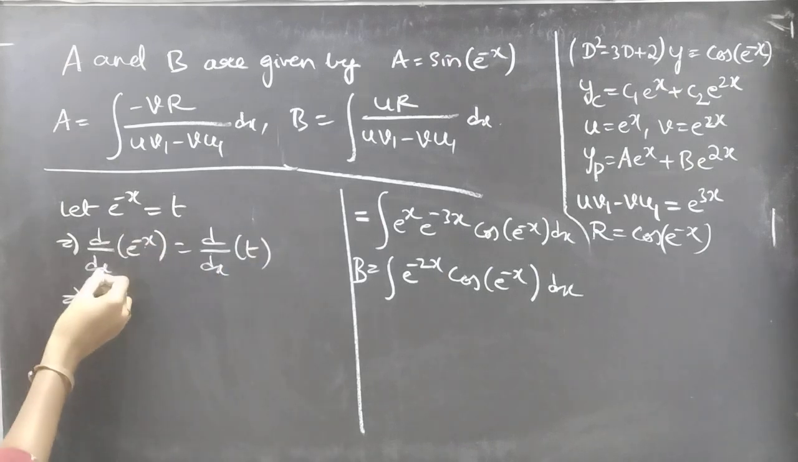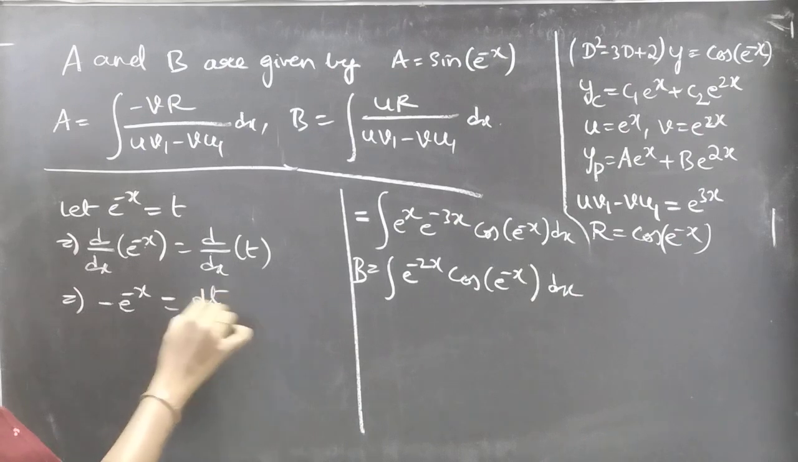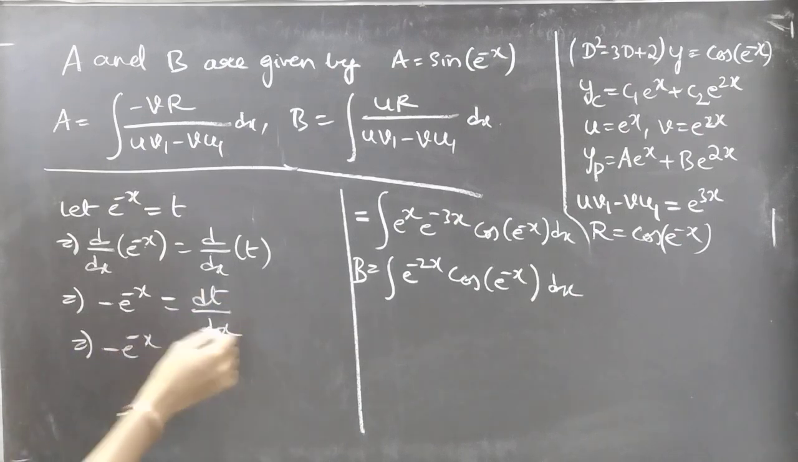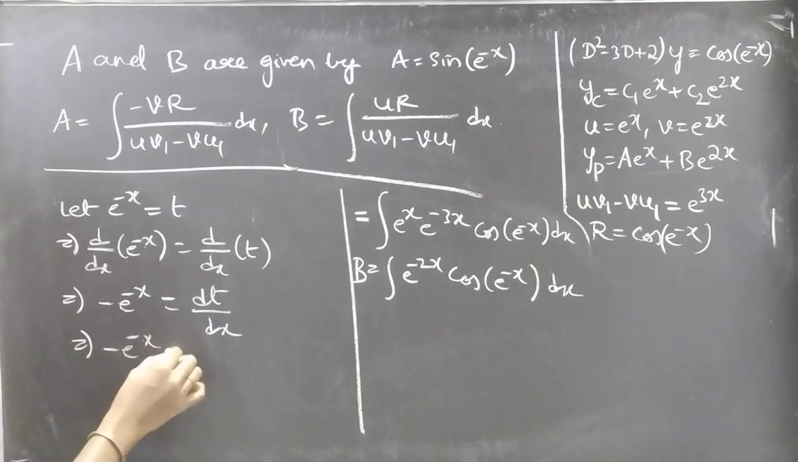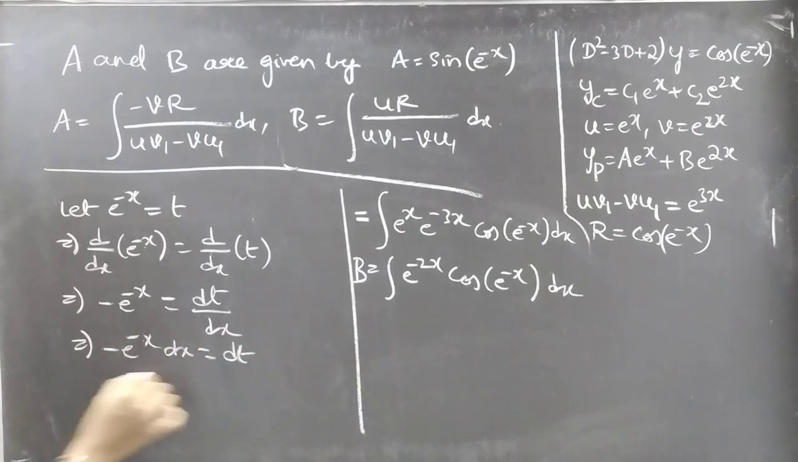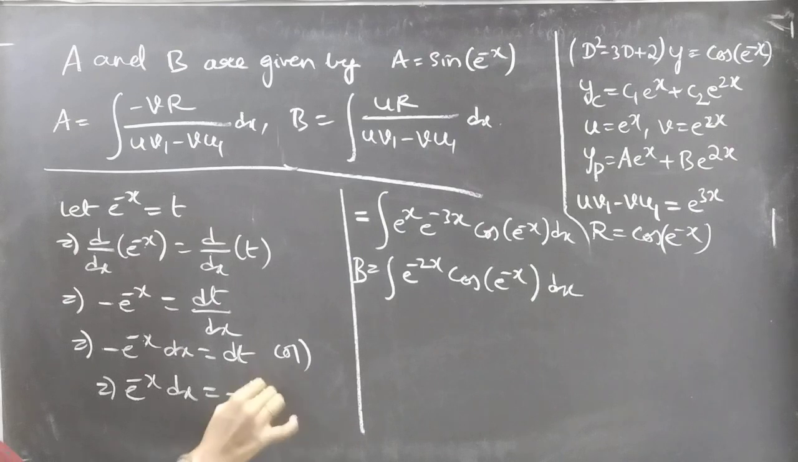Derivative of e power minus x with respect to x is minus e power minus x, equal to the derivative of t with respect to x. Now bring this differential dx to the LHS, and we'll get minus e power minus x into dx equals dt, or e power minus x into dx equals minus dt, right? So here we have e power minus x into dx equals minus dt.